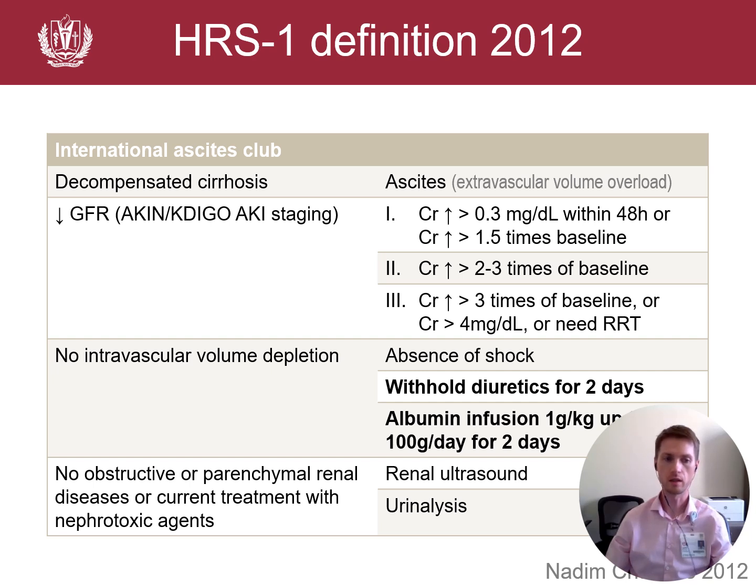You also had to have an idea that there was no intravascular volume depletion, and this was presumed to obtain if there was an absence of shock, and also there was a requirement that a recipe be applied to the patients, namely 2 days of withholding of diuretics and also albumin infusion, 1 gram per kilo per day, with a maximum of 100 grams per day for 2 days. And then there was also the requirement that there not be some other likely cause of AKI, for example, a renal parenchymal disease or evidence of obstruction or urinary retention.